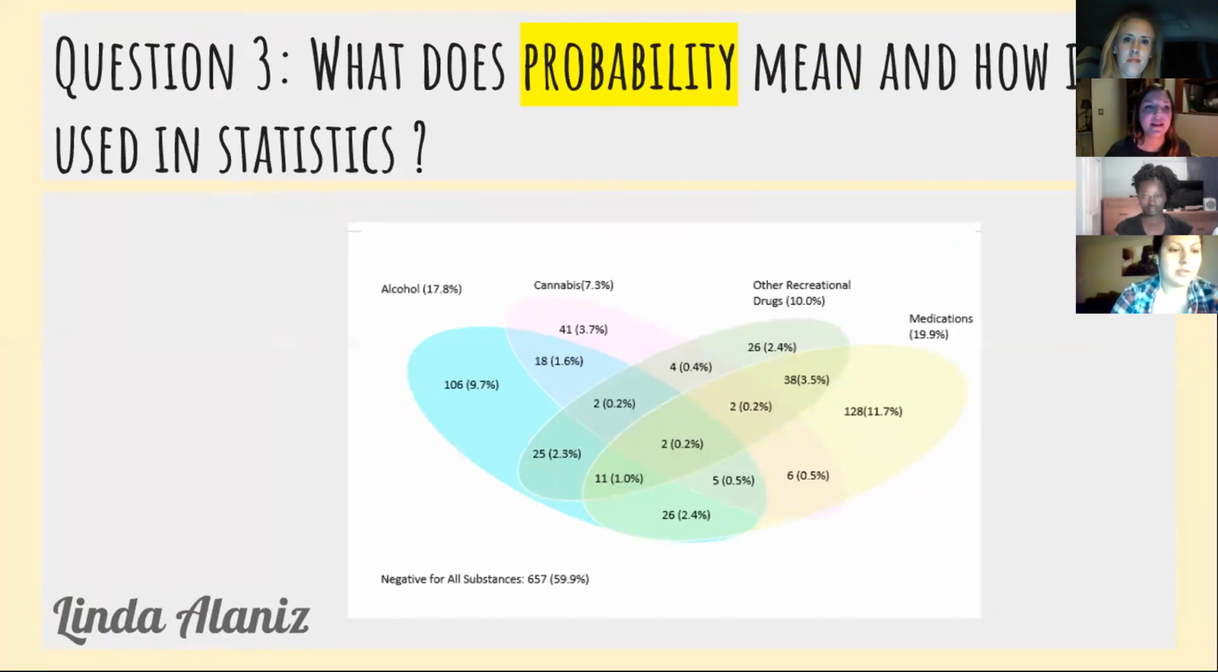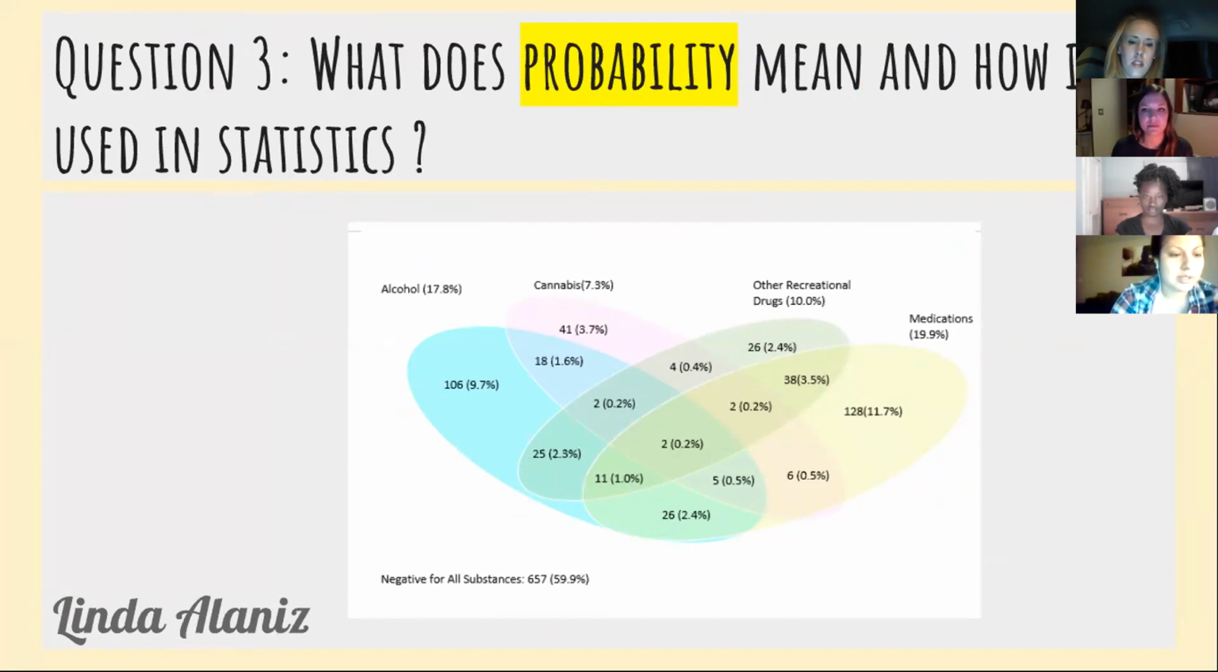Okay, let's see. Linda, what does probability mean and how is it used in statistics? Probability is an extent to which an event is likely to occur, measured by the ratio of the favorable cases to the whole number of the cases possible. It is used to analyze games of chance, genetics, weather prediction, and myriads of other everyday events.